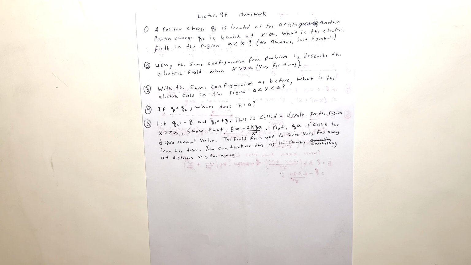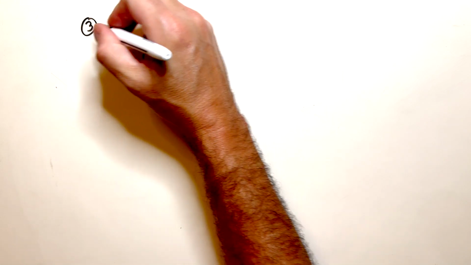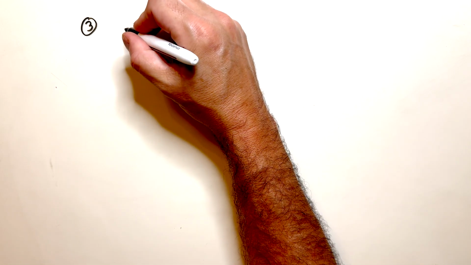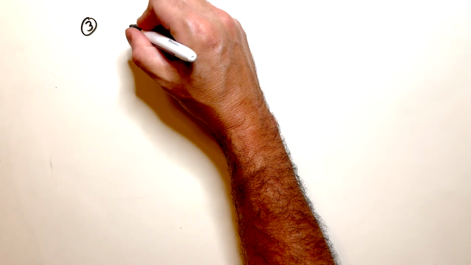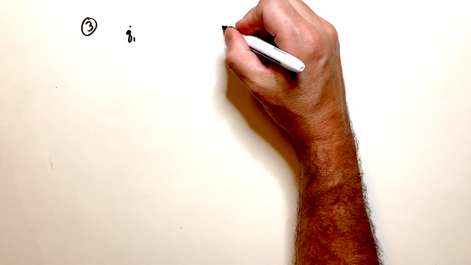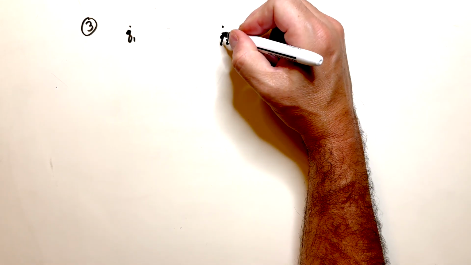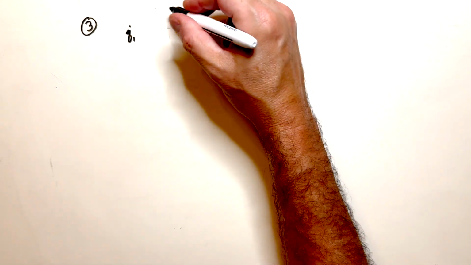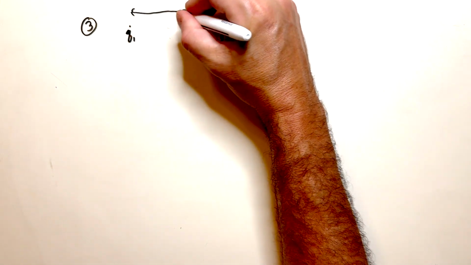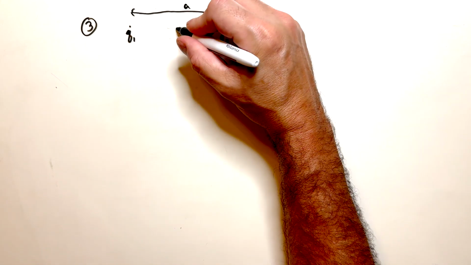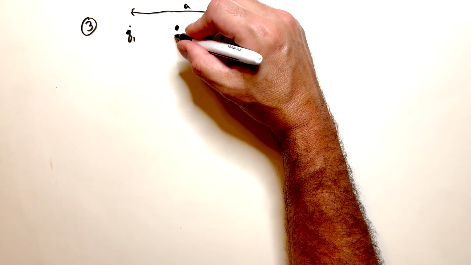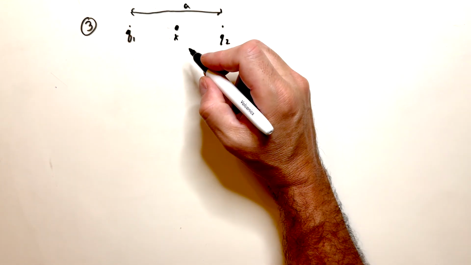Okay, problem number three. With the same configuration as before, what is the electric field in the region x greater than 0 but less than A? Okay, so let's look at that. So I'll draw a new diagram for this one. This is number 3. So in this case, we'll have Q1 at x equals 0. Q2 will still be at x equals A. This is still A away. But I want to put my test charge right here at x.